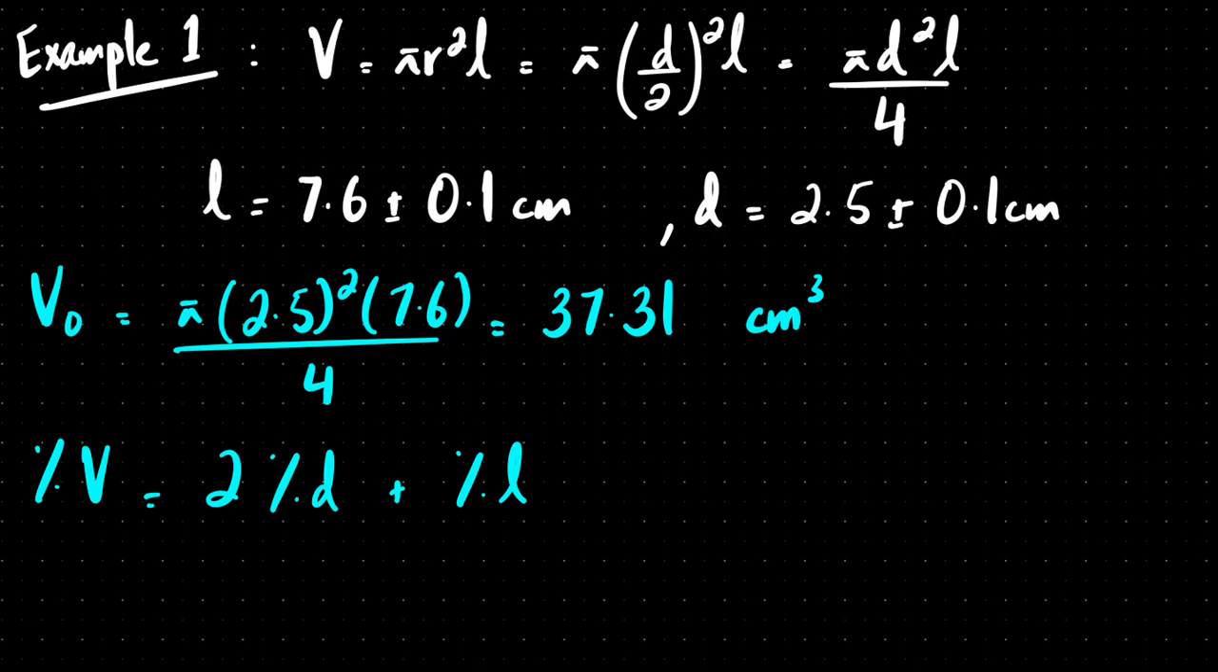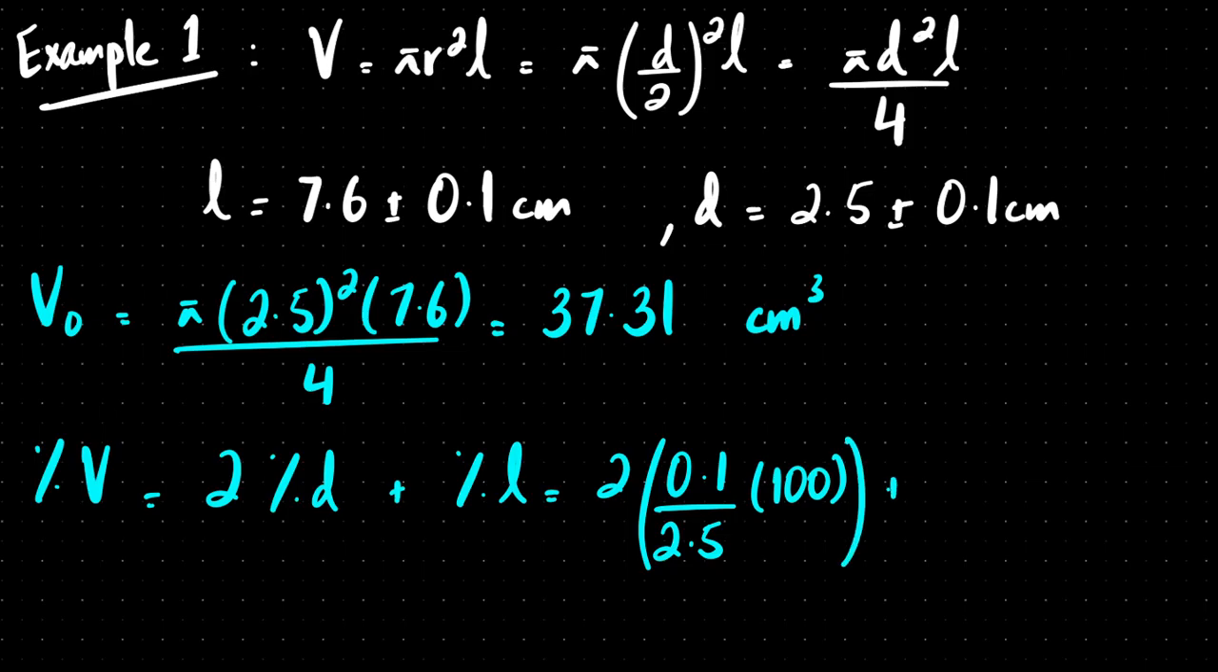And now I need to find out the percentage uncertainties. This is not very difficult. For D, I know this is the absolute uncertainty and this is the principal value. So I can write this as 0.1 over 2.5. And again, it's up to you. You can also choose to work with fractional uncertainties. There's no such compulsion here. So 0.1 over 2.5 times 100 to make this percentage. These brackets then close. And now the percentage uncertainty of L would be 0.1 over 7.6 times 100.